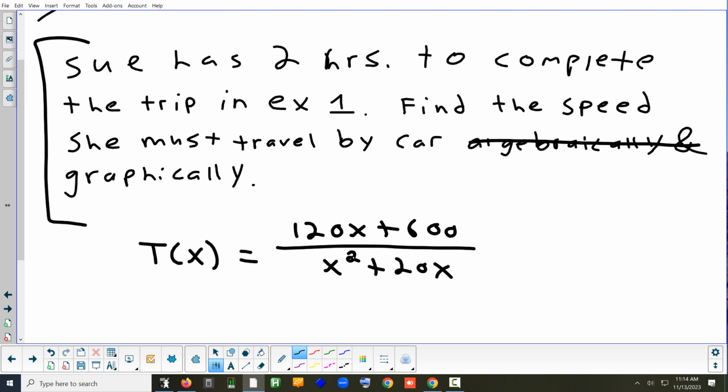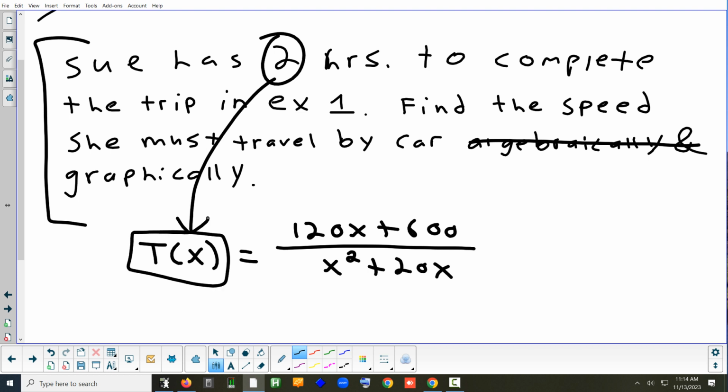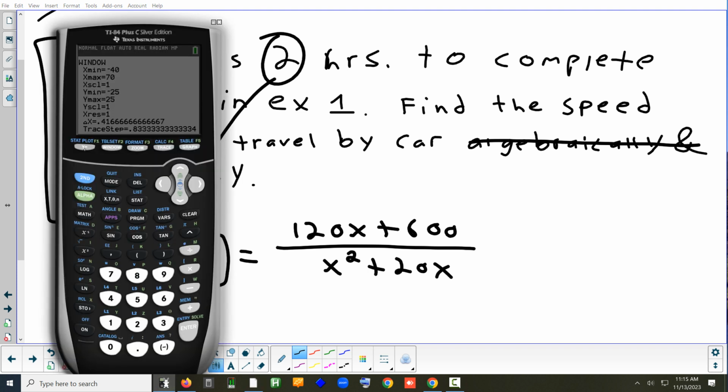So it's giving us a number, okay? It's telling us she has 2 hours to complete the trek. So we have to decide where that 2 is going to go. Does the 2 get plugged in for x, or does it get plugged in for t of x? Right, 2 is a time. X is the speed of the car. So they're not giving you speed, they're giving you time. So we're going to take that, and we're going to fill that in right there. Now, I already have the right side in y1.